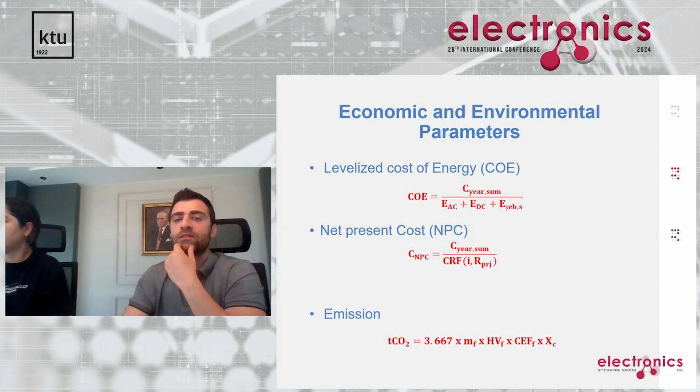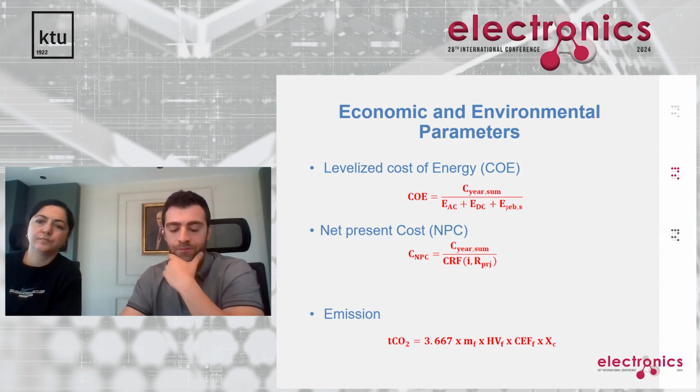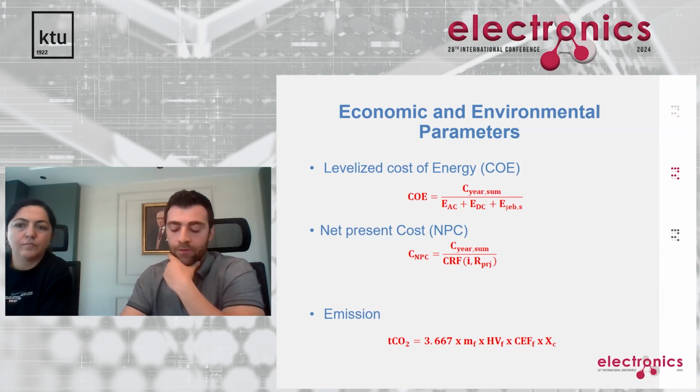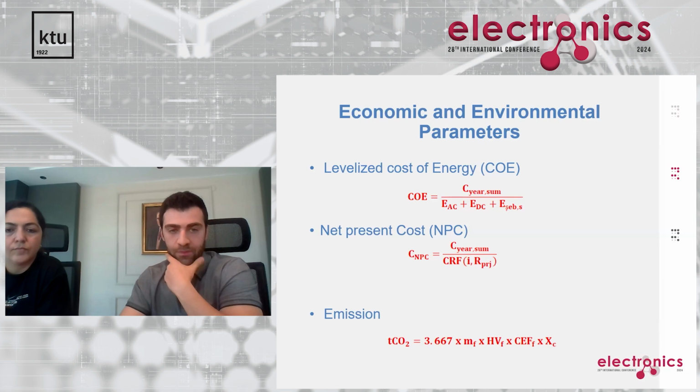Economic and environmental parameters are, first of all, cost of energy. It is the ratio of the total annual cost of the system to the power provided in the same period. Cost of energy is calculated by dividing the annualized total system cost by the amount of AC and DC load served and the amount of electricity sold to the grid.